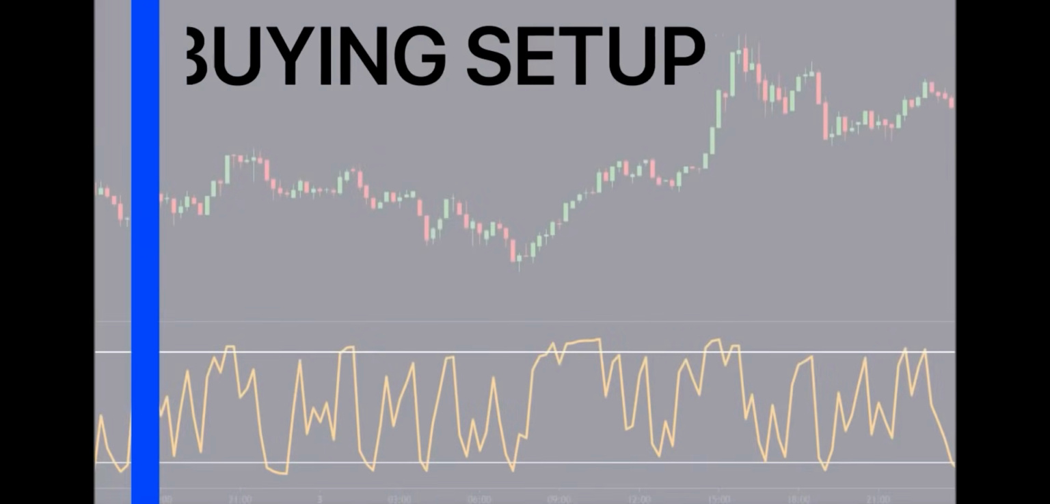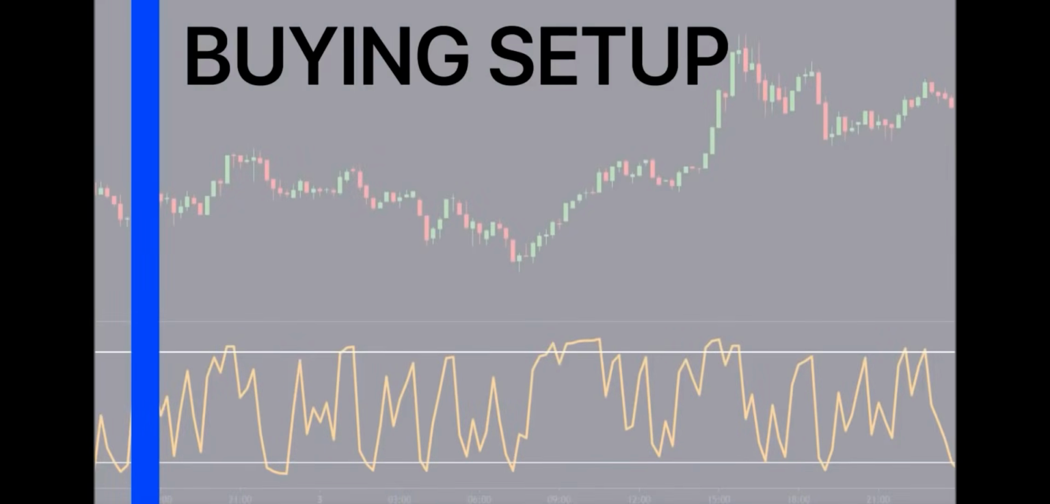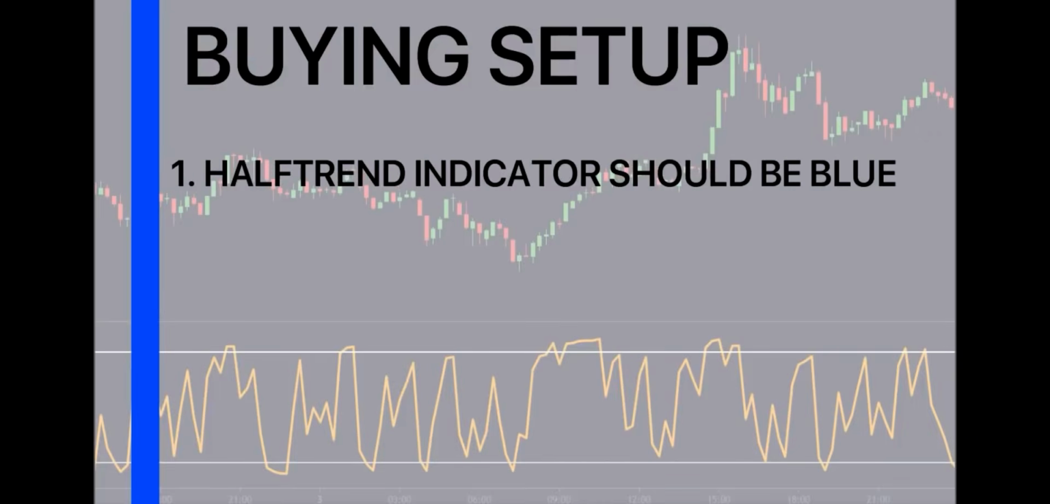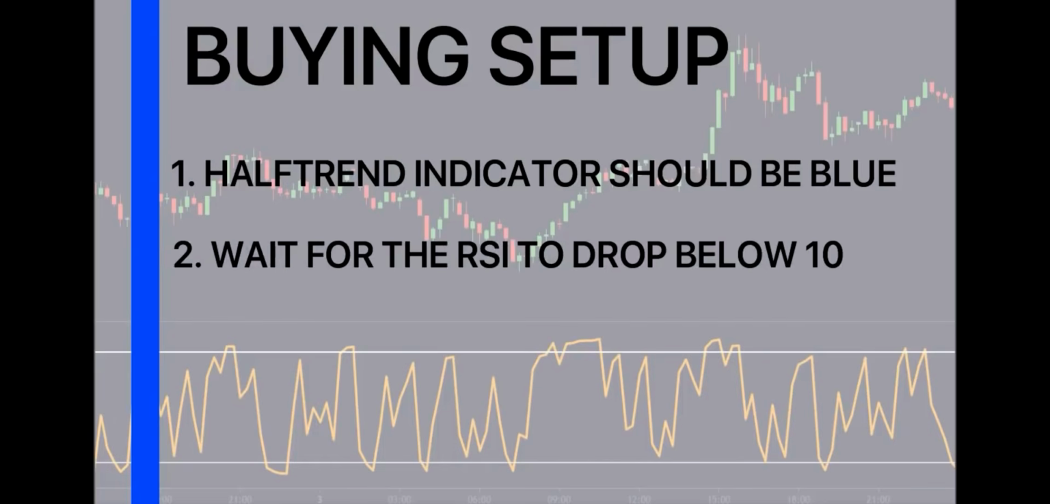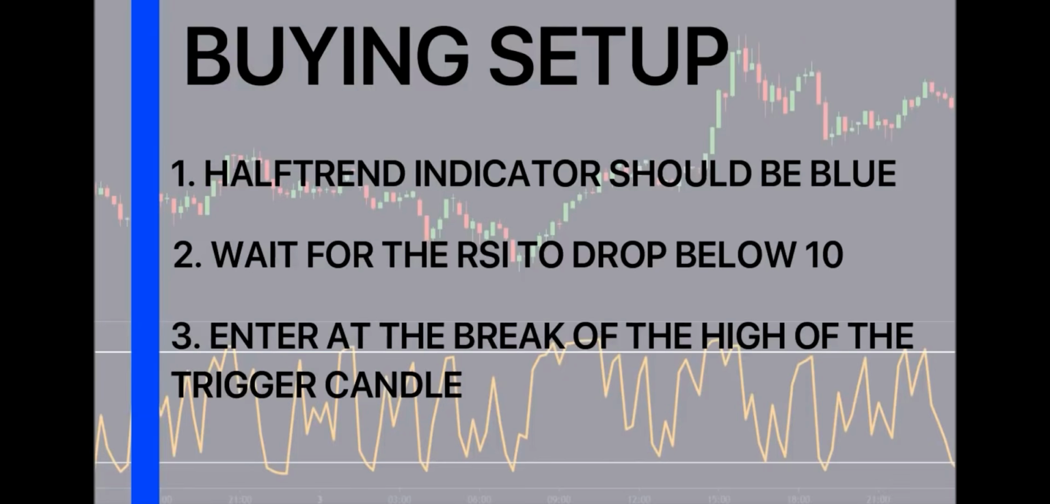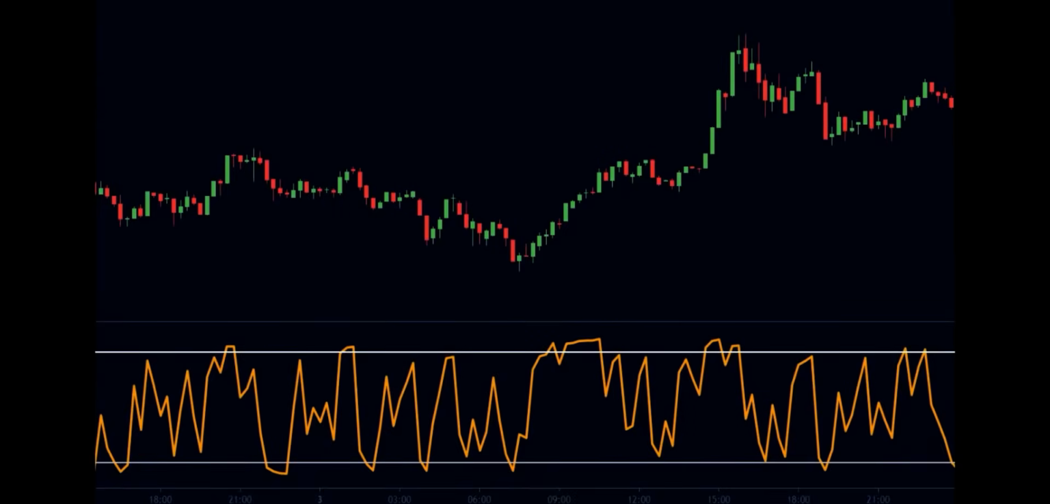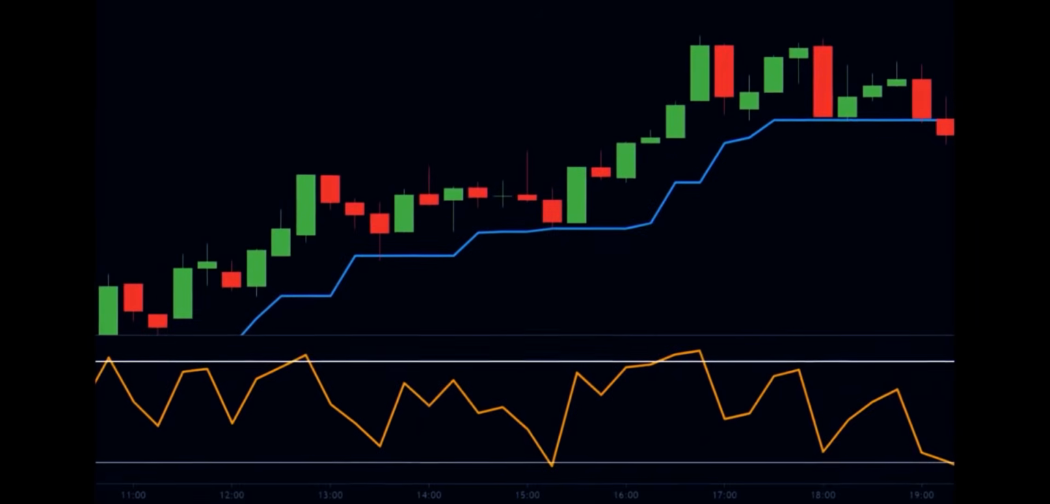The rules for a buying setup are as follows. Rule number 1. The HalfTrend indicator should be blue. Rule number 2. Wait for the RSI to drop below 10. Rule number 3. Enter at the break of the high of the trigger candle. Let us understand it with an example.